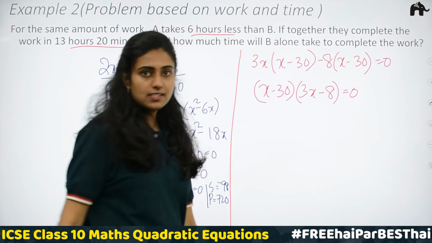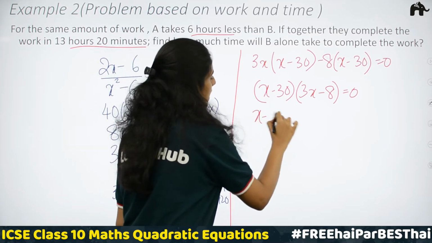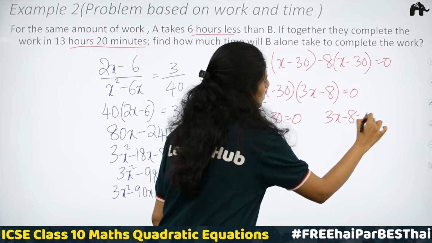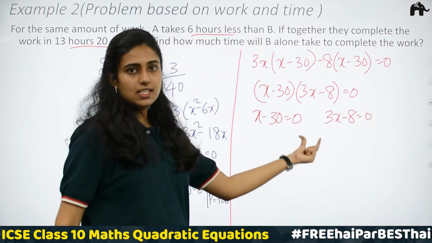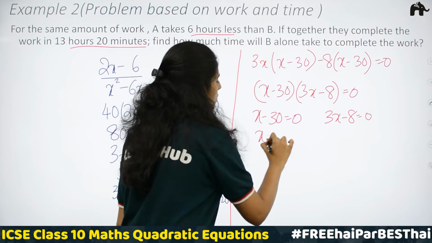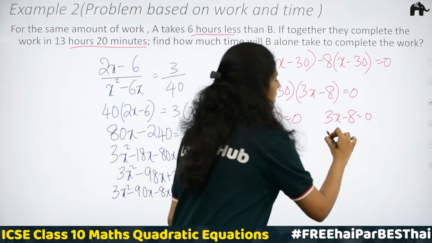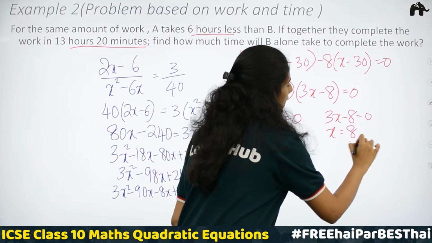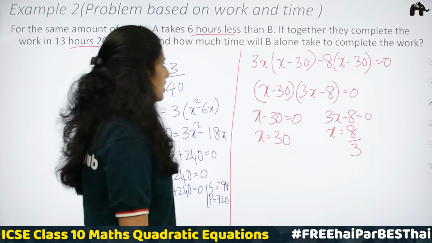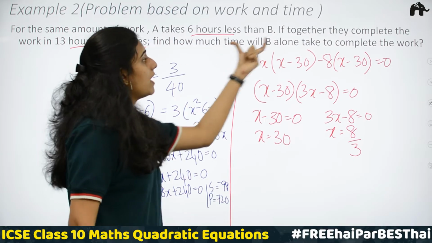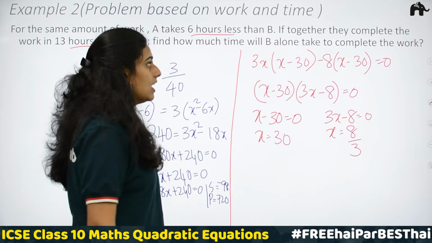Applying the zero product rule, we get either x minus 30 is equal to 0 or 3x minus 8 is equal to 0. X minus 30 is equal to 0 means x is equal to 30. 3x minus 8 is equal to 0, x is equal to 8 divided by 3. What is x? X is the time taken by B alone to complete the work.